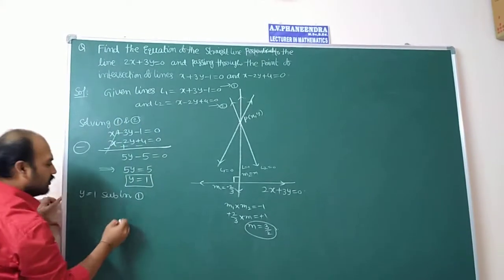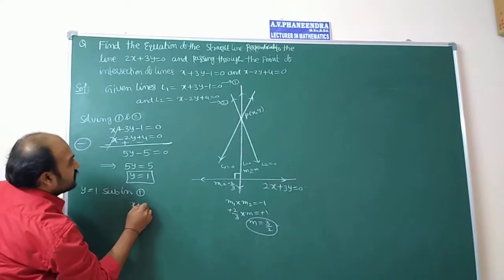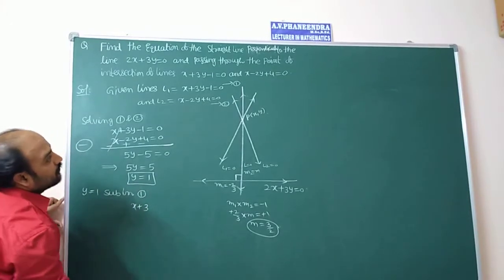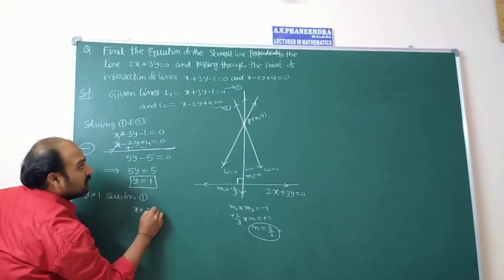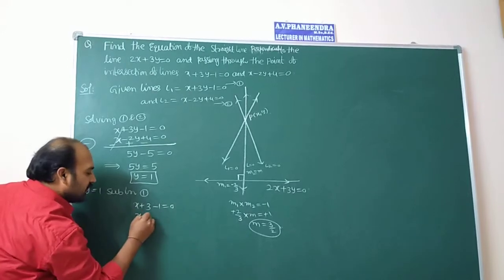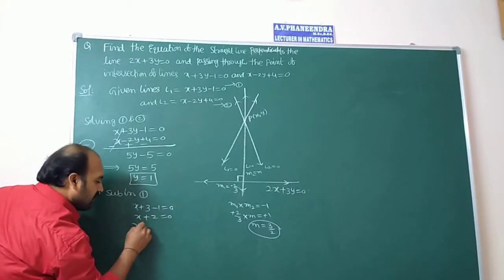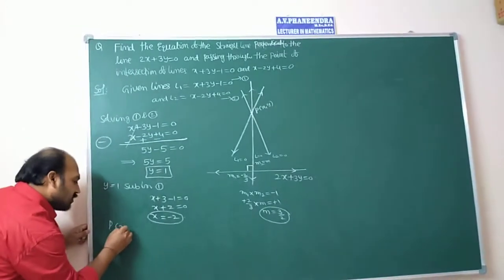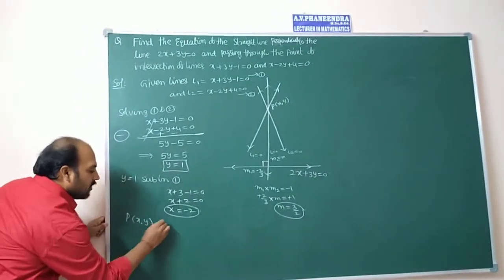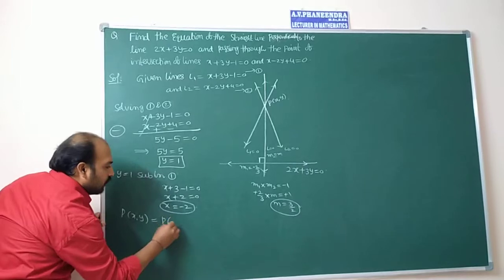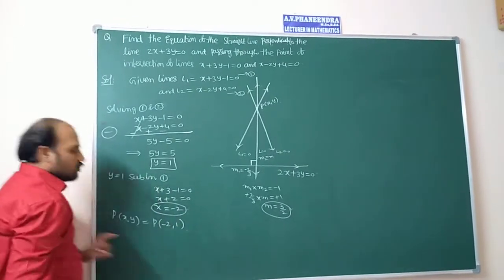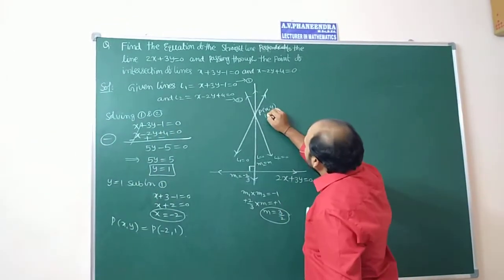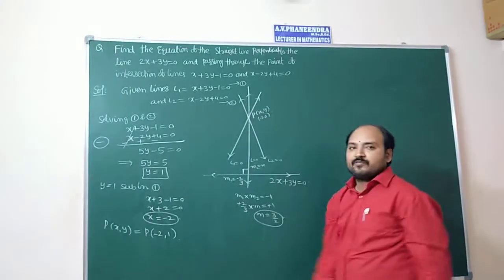In 1 you can substitute, then it becomes x plus 3 into y, which is 1, minus 1 equal to 0, so x plus 2 equal to 0, that implies x is equal to minus 2. So the point of intersection of these lines, P of x comma y, is P of minus 2 comma 1. So we got this point P of minus 2 comma 1.